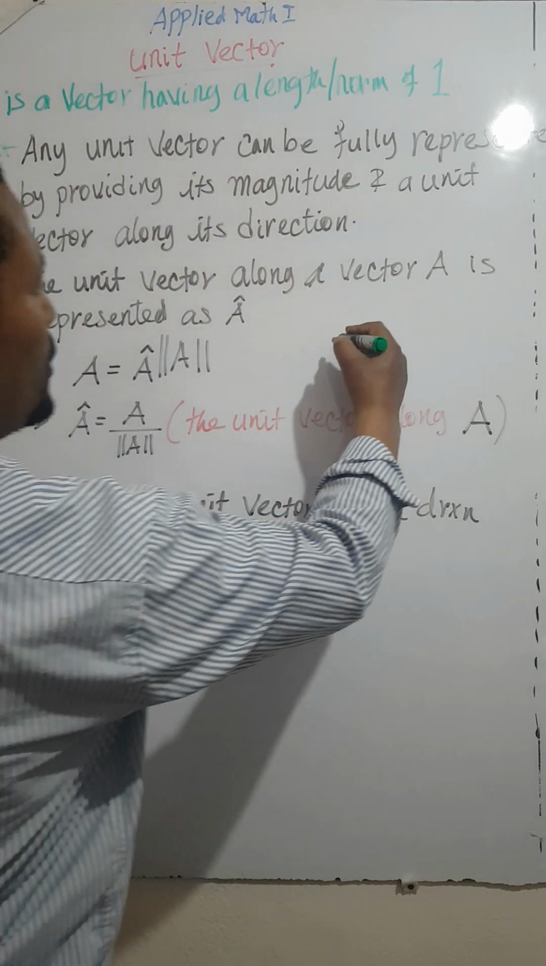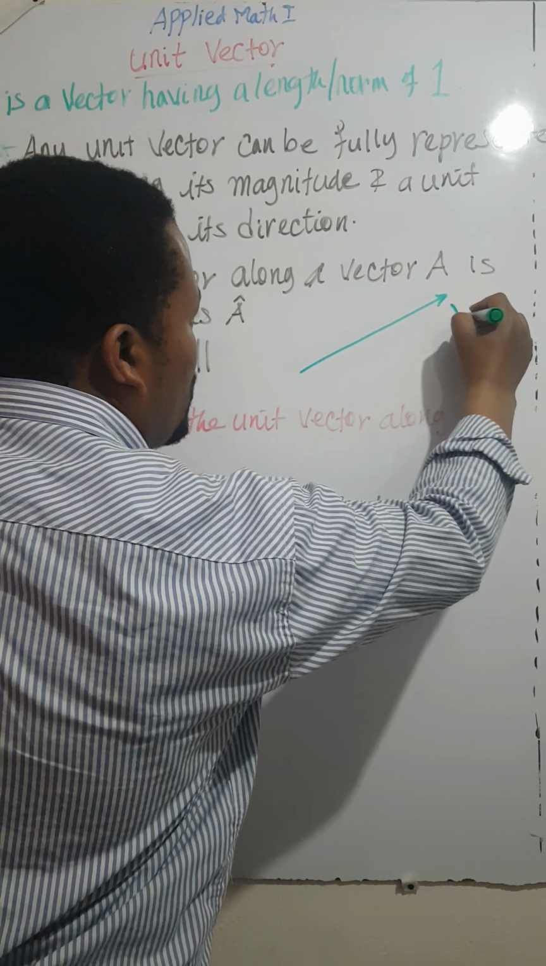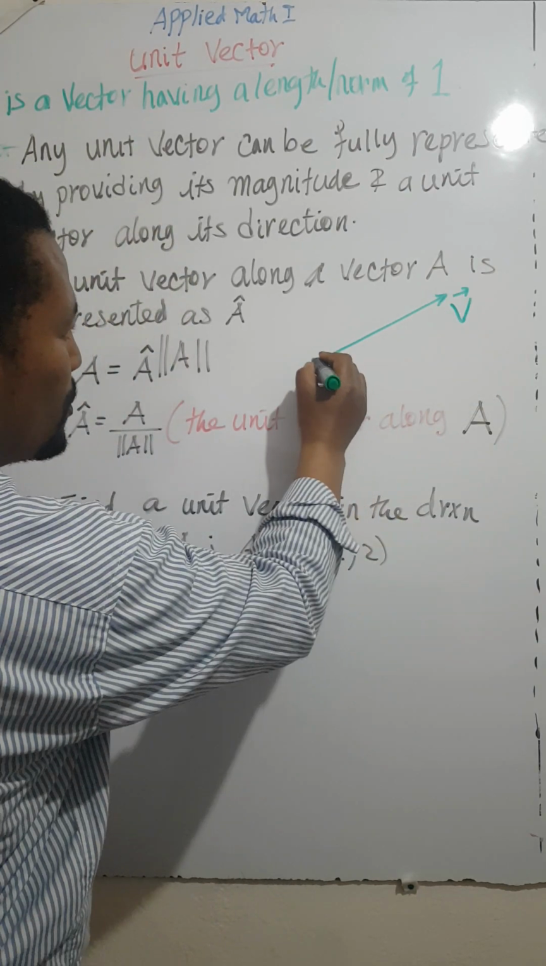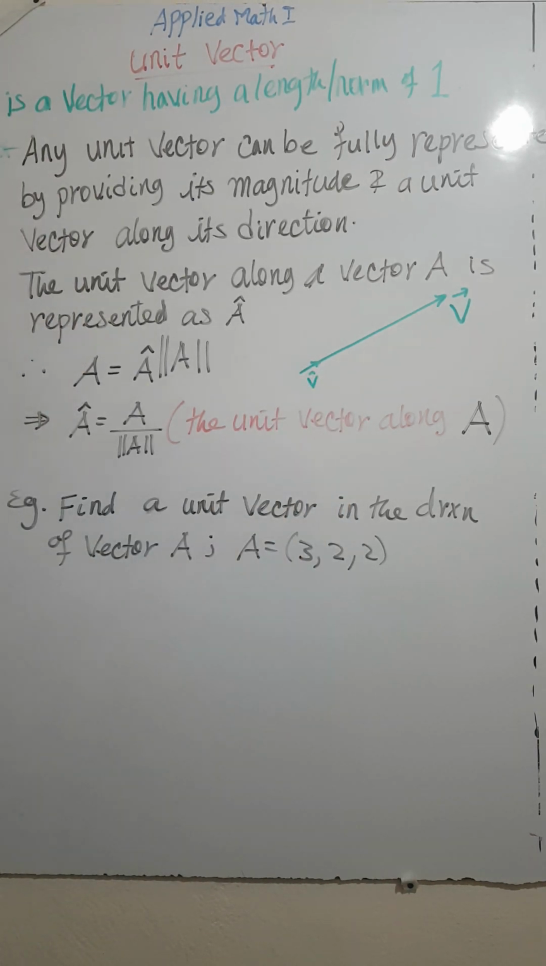ለምሳሌ እንደዚህ አንድ ቬክተር ቢኖረን, okay, suppose this is vector v. So we can have a unit vector like this along its direction, ያለ ሌንግዙ አንድ ዩኒት የሆነ ቬክተር. So if we find the unit vector along its direction and its magnitude, it's possible to represent the vector.